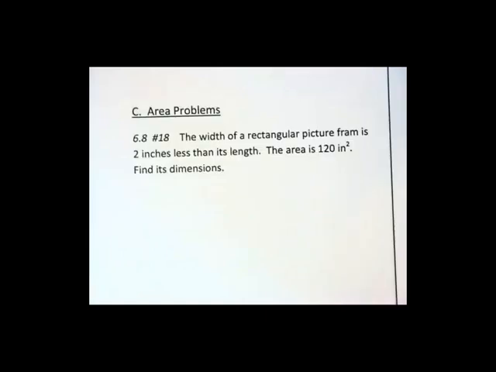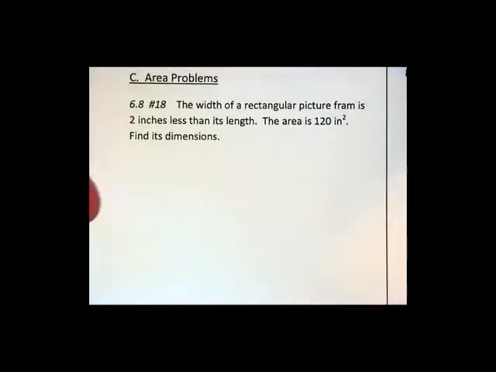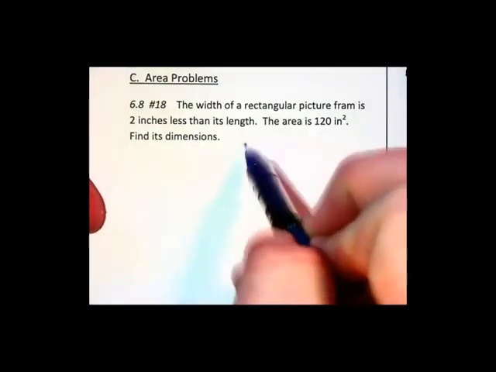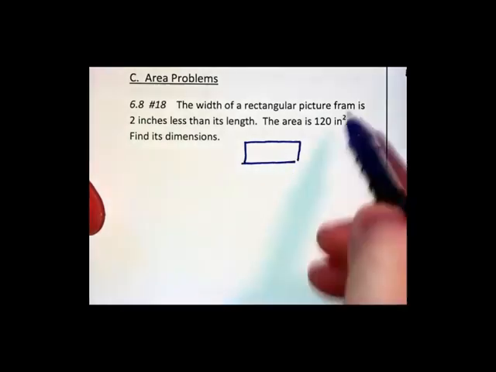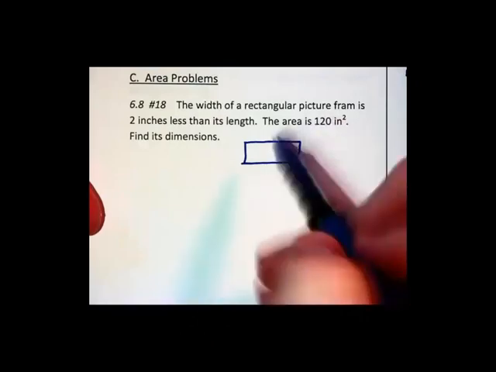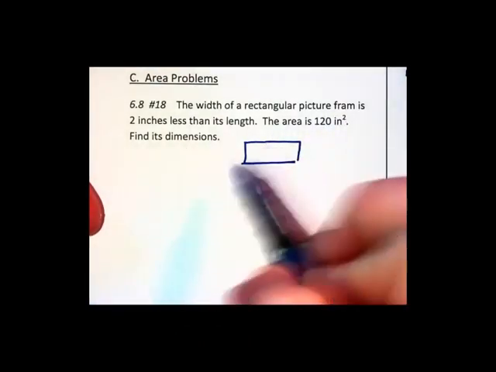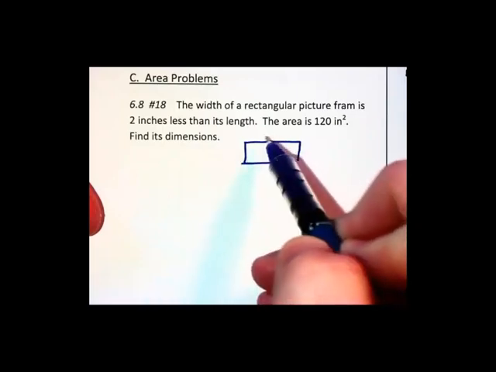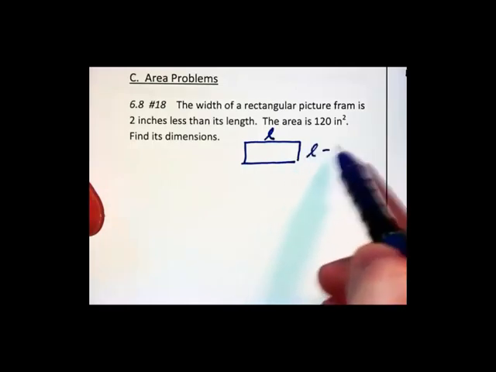Okay, a third category of quadratic word problems is that of area problems. We just kind of did one of those already. This one I think we're going to draw a picture for. The width of a picture frame is 2 inches less than the length. The width is in terms of the length. So I'm going to say if the length is L, the width is 2 less, so that will be L minus 2.